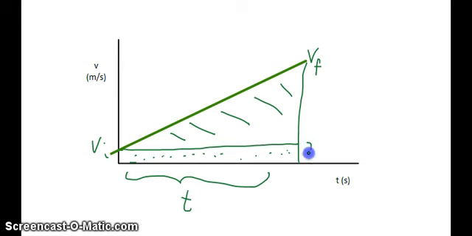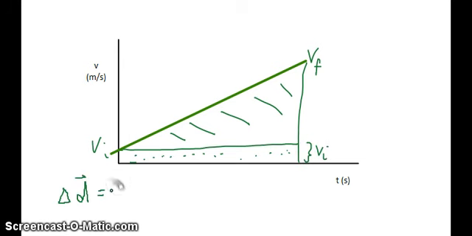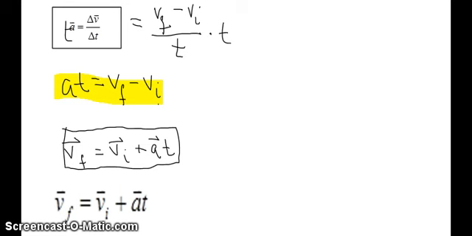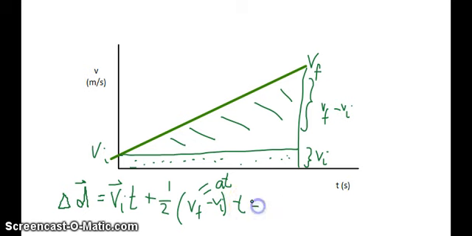The height of this one is our initial velocity. So our change in displacement will be our rectangle, base times height, plus our triangle, 1/2 base times height. Well, we know our base is t. What's the height of the triangle? The height of the triangle up here is VF minus VI. Wait a minute. VF minus VI, I've seen that before. That's equal to acceleration times time. Acceleration times time, that simplifies.